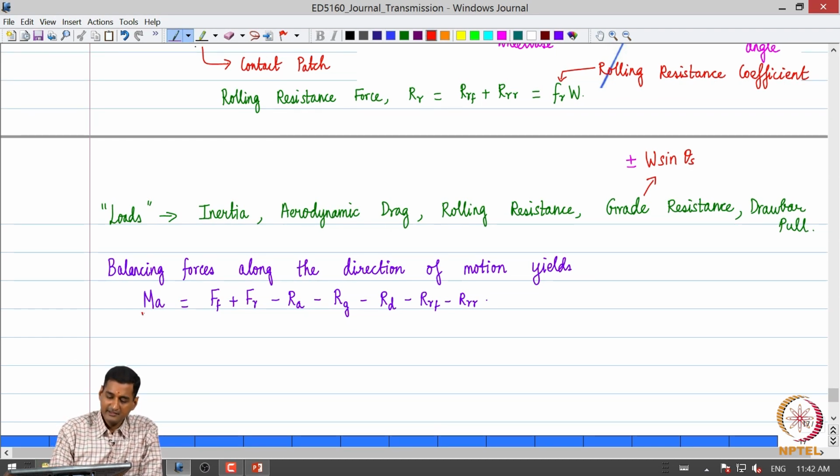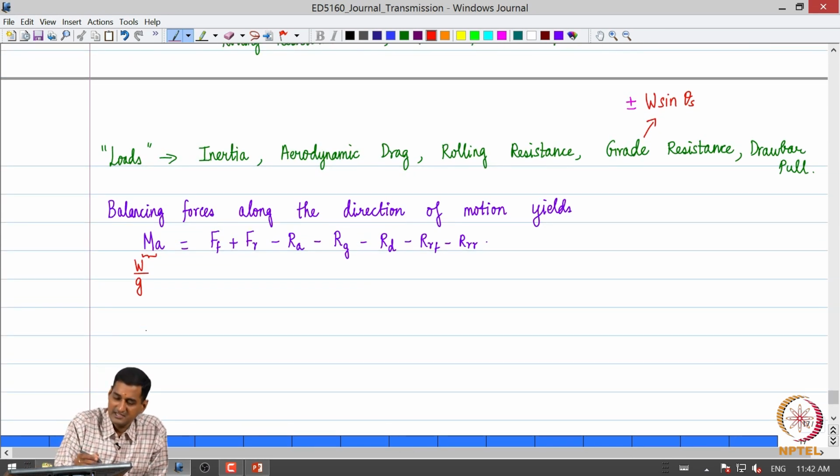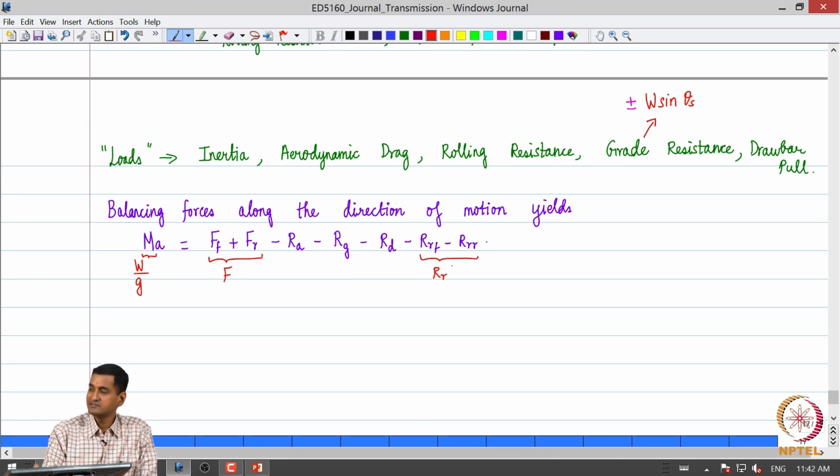So, these are all, we are just balancing the forces. In most analysis of road vehicles, you will find that the mass of the vehicle is typically written as W by G, and even the acceleration levels are normalized by G. People will talk about acceleration or deceleration in terms of G units, so that is a convention. So, we will write m as W by G. So, this FF plus FR is the net traction force F, and this RRF plus RRR we will take to be the net rolling resistance RR, okay.